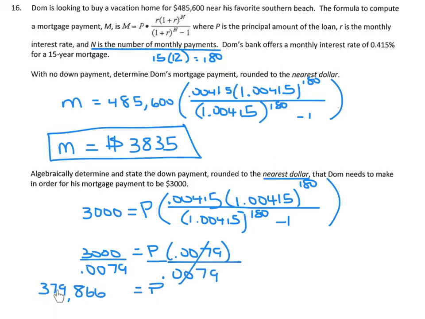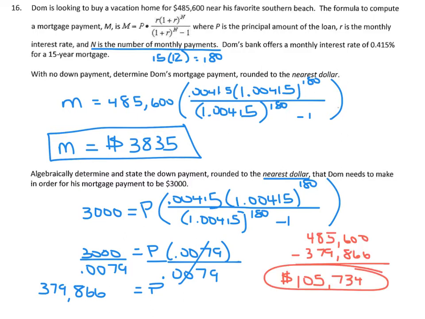Okay, so now, this is P. This is the principal. This is the amount we want to borrow from the bank. If we want to figure out the down payment, how much money that Dom put down ahead of time so we wouldn't have to borrow as much from the bank, what we're going to do is take the price of the home right here and subtract the principal, and that'll give us the amount that he had put down. Okay, so when we do that, we take the price of the home and subtract how much he's borrowing from the bank, and this right here is his down payment on the house, rounded to the nearest dollar.